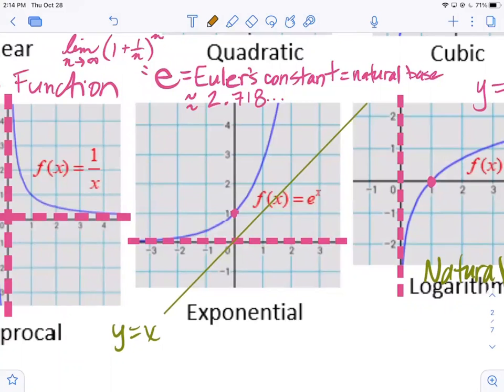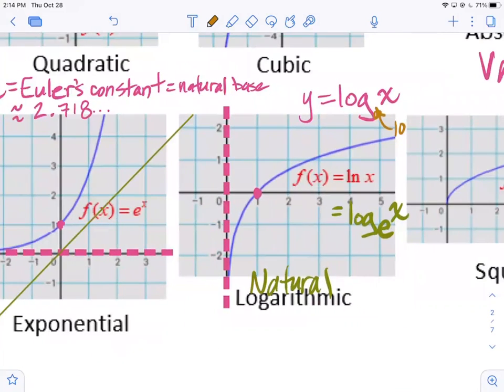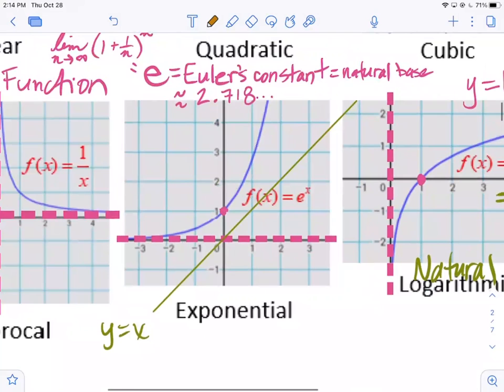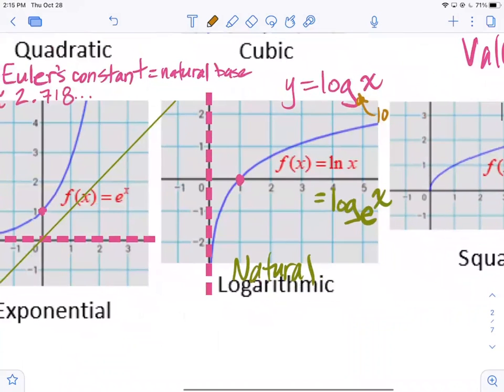So anyway, guess what the domain of e to the x is? All real numbers. Guess what the range of the natural log is? All real numbers. Whoa, hey. Guess what the range of e to the x is? 0 to infinity, inclusive or non-inclusive? Non-inclusive. Guess what the domain is for the natural log? 0 to infinity, non-inclusive. See, that's what happens when you interchange x and y.